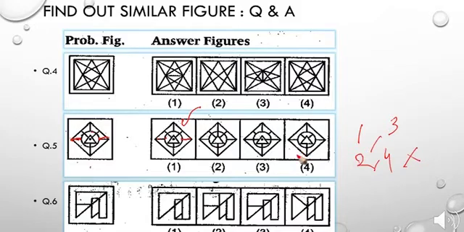Let's check this in option 4, oh sorry, in option 3. In option 3, this line is starting from here correctly, but it is not stopping here. It is passing further. It is crossing the outer line of the circle. This is actually going inside, so this can't be the answer. So when the third option is rejected, we are left with only option 1. Options 2 and 4 we had already rejected earlier. So the answer for question number 5 is 1.